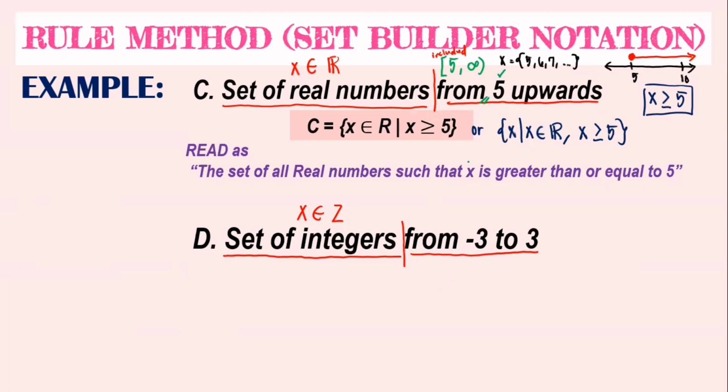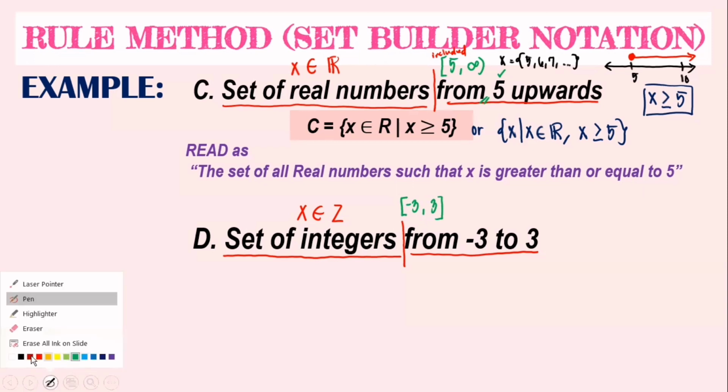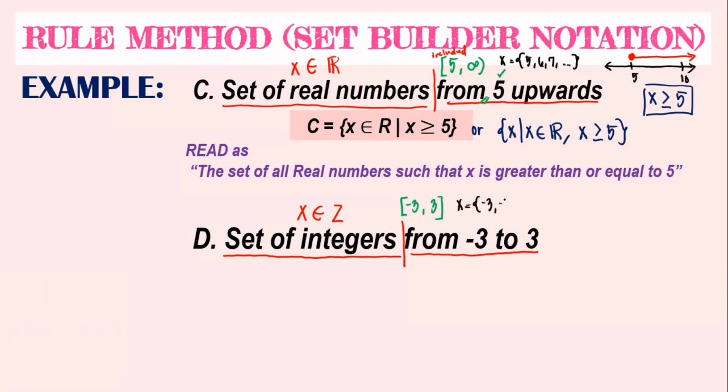So, ibig sabihin, ang interval notation na gagamitin natin ay closed parentheses, negative 3, comma, positive 3. Both closed or bracket. Ibig sabihin, negative 3 is included. Also, the positive 3 is included sa list ng ating x. So, we have negative 3, negative 2, negative 1, 0, 1, 2, and then 3. Okay? And if we were going to draw the graph on the number line, so let's say this is our negative 3 and this is the 3.